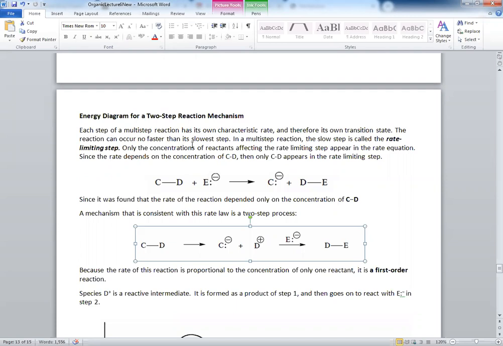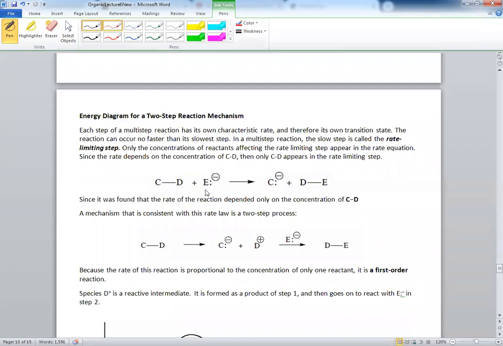The reaction can occur no faster than the slowest step. In a multi-step reaction, the slow step is called the rate limiting step. This is very important. You cannot move faster than the slowest person in your group. You have to take a trip somewhere and you have to take someone else with you, and they're driving in their own car. You want to reach that destination together. Otherwise, the other person doesn't know the directions. You would have to go by the speed of that person. It's as simple as that. So you cannot have a faster rate than your slowest step, which is the rate limiting step.